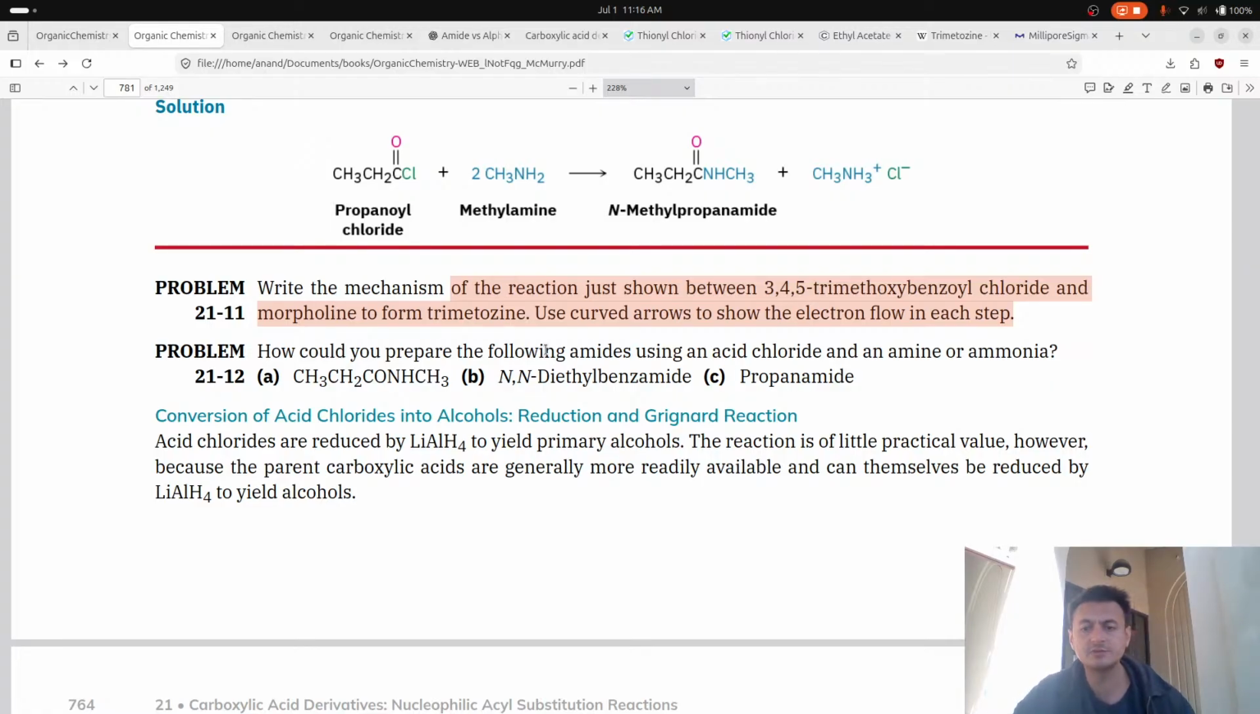Okay, last one, propanamide. So wait, propanamide. That's just propanoyl chloride and ammonia.